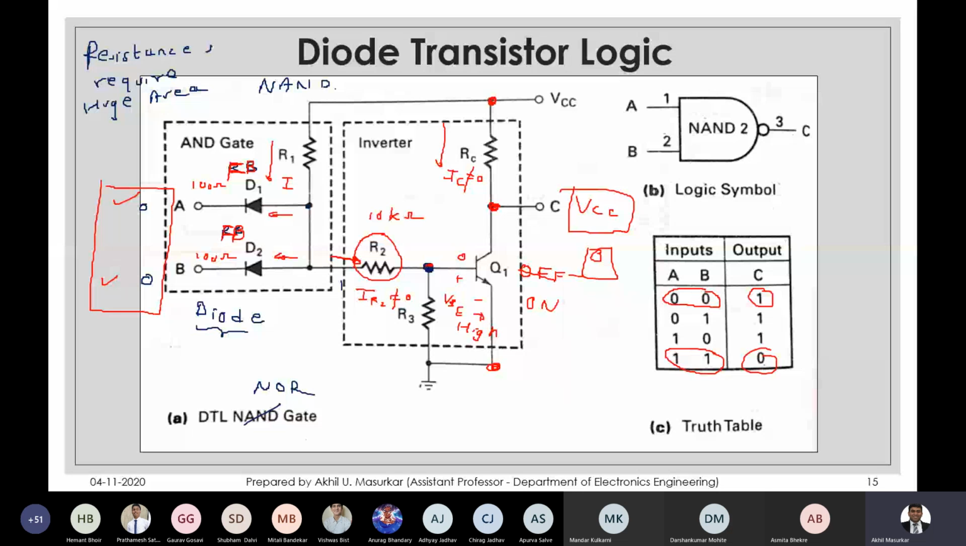Okay, so let's go to the next part of the circuit. Now there is something wrong with this circuit. So what is wrong is that for any gate, output impedance should be low.